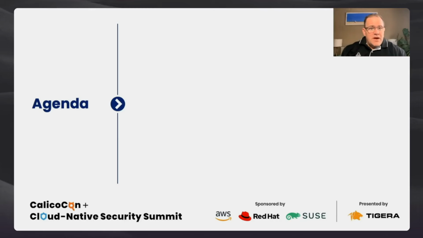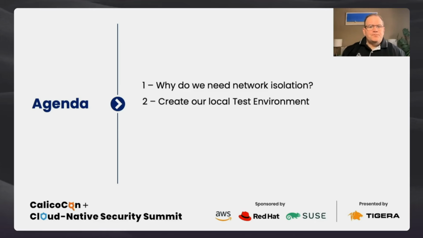What's the agenda for my talk today? First of all, we're gonna discuss why we need network isolation to begin with. Next, we're gonna create our own local test environment. Then we're gonna create and test isolation, and by that I mean create some applications and namespaces.